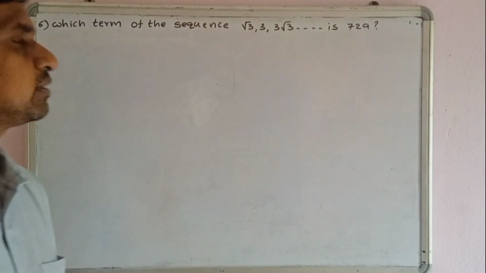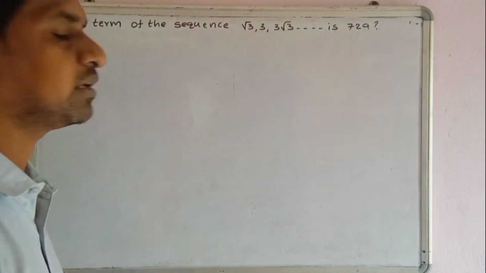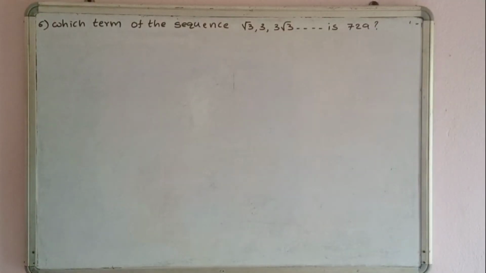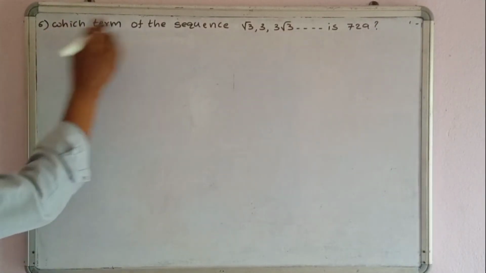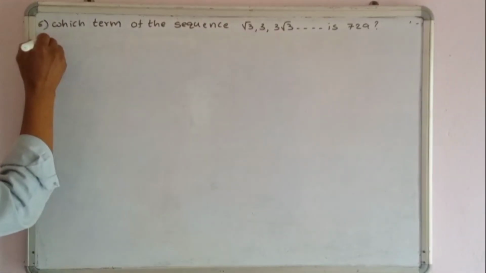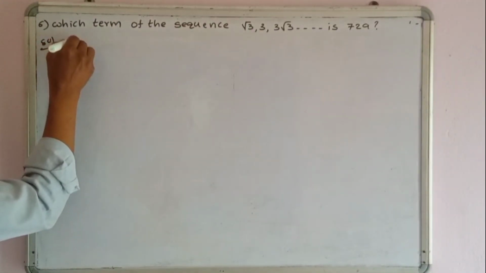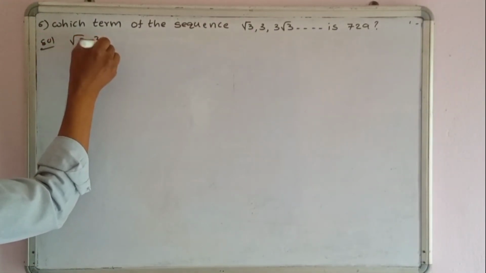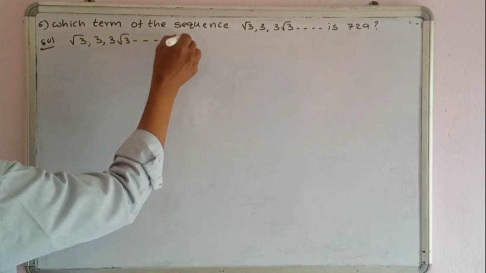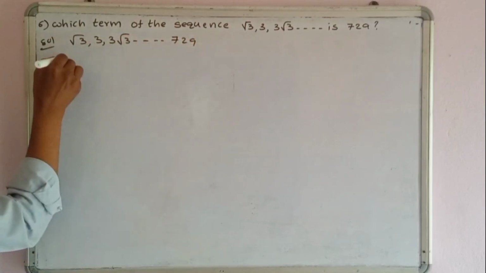Sequence root 3, 3, 3 root 3 is 729. Okay, see, in this series 729 is a k-th term. Okay, write the given series first: root 3, 3, 3 root 3, and so on. Okay, 729. Here say a1 is root 3.